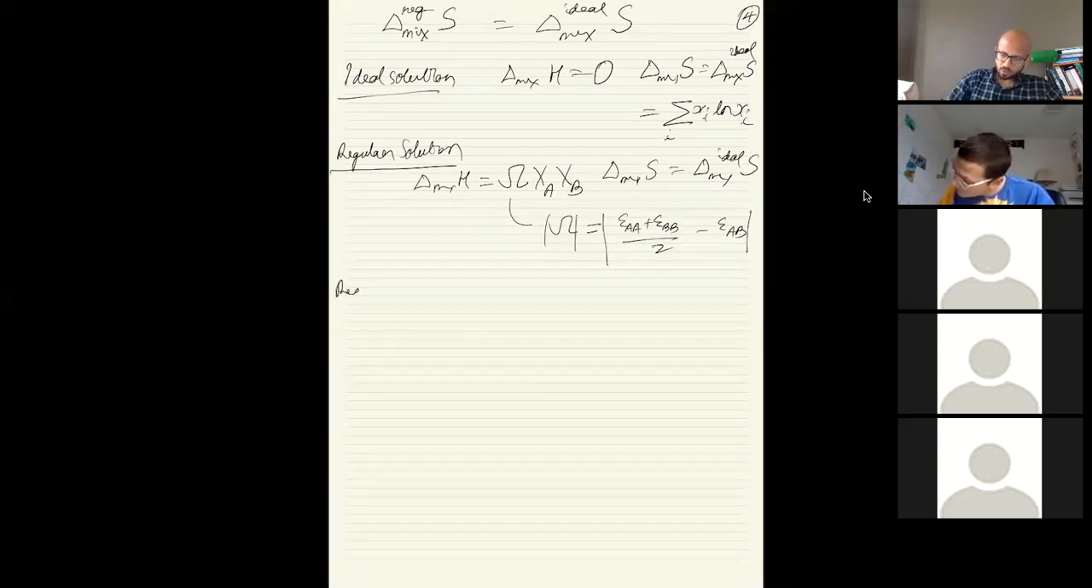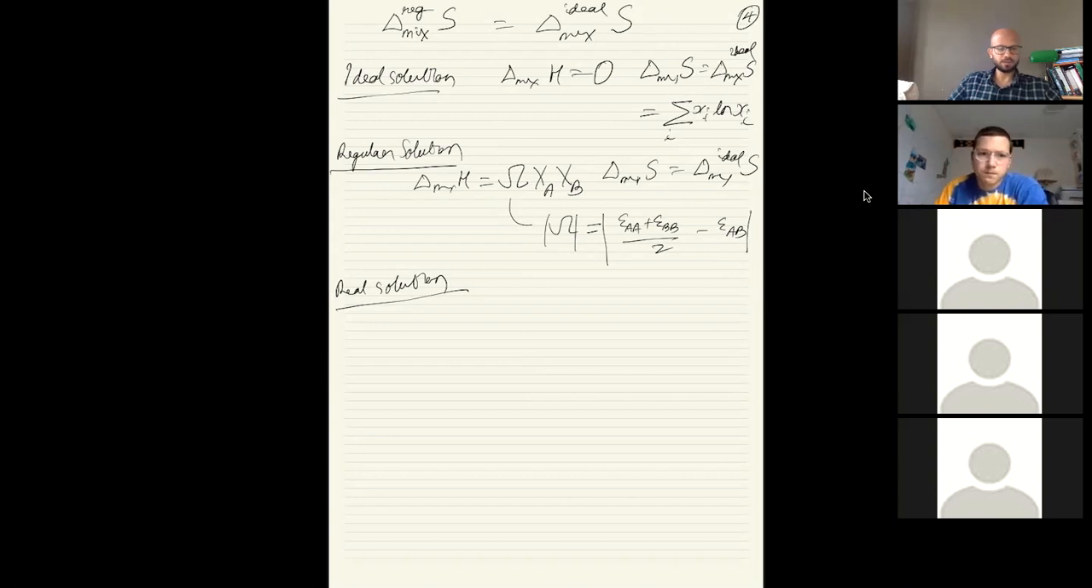But why should it apply to real solutions? In real solutions, why should the enthalpy of mixing be only proportional to the mole fraction of A and the mole fraction of B? Why cannot it be some other complicated function? And secondly, the entropy: why should it be the ideal entropy of mixing? So that brings us to real solutions.